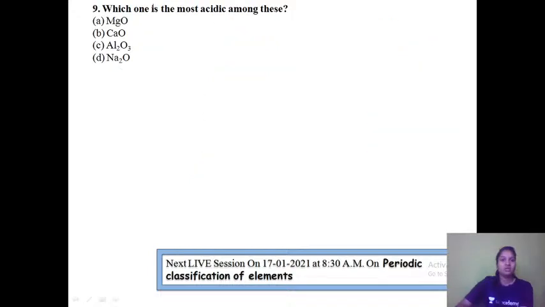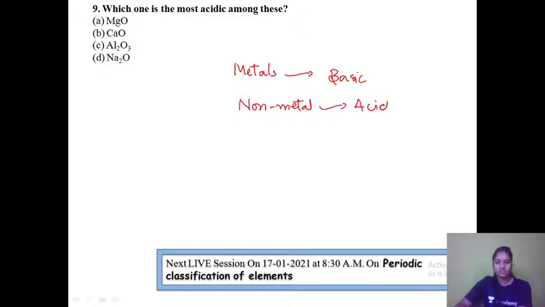Next one: which among them forms the acidic oxides? Metals always form basic oxides, always remember, and non-metals usually form acidic types of oxides. Now this is a metal, calcium is also a metal, sodium is also a metal. Then which will be the answer?